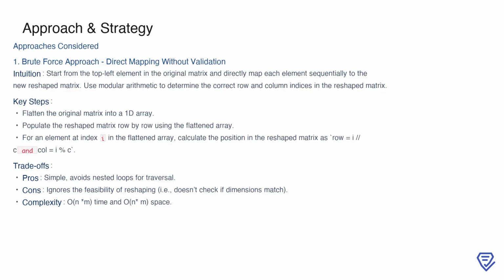The main idea here is to directly map elements from the original matrix to the new reshaped matrix in sequential order. First, we flatten the original matrix into a one-dimensional array, which makes it easier to handle. Then, we use modular arithmetic to determine the position of each element in the new matrix. Specifically, for an element at index i in the flattened array, the row in the reshaped matrix is calculated as i//C, and the column is i%C, where C is the number of columns in the reshaped matrix.